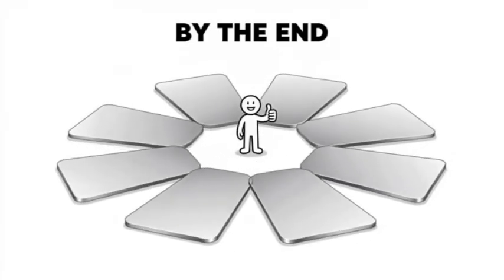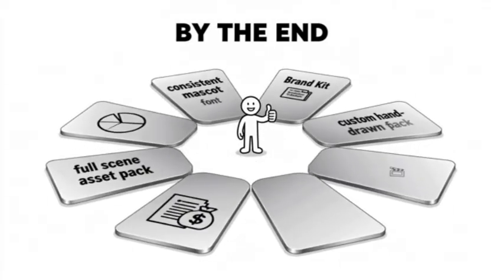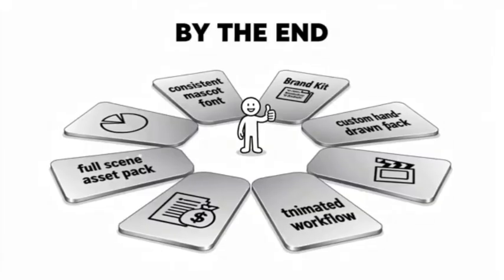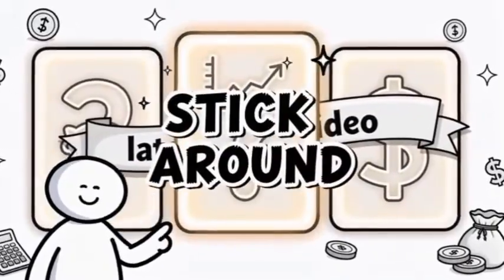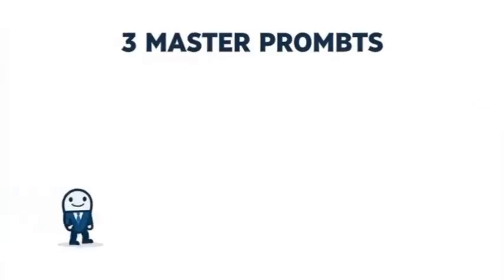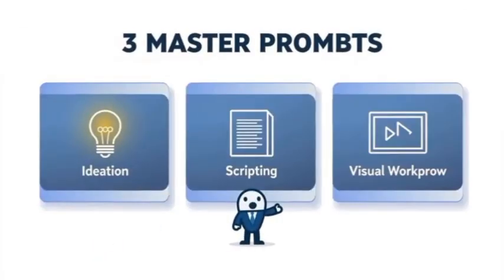By the end of the video, you will have a finance channel concept, a consistent illustrated mascot, a custom hand-drawn font style, a brand kit, a full set of scene assets, animated clips, and a reusable thumbnail workflow. And make sure you stick around, because later in the video, I'll also give you the 3 master prompts used for this workflow. One for ideation, one for scripting, and one for creating the full visual workflow.